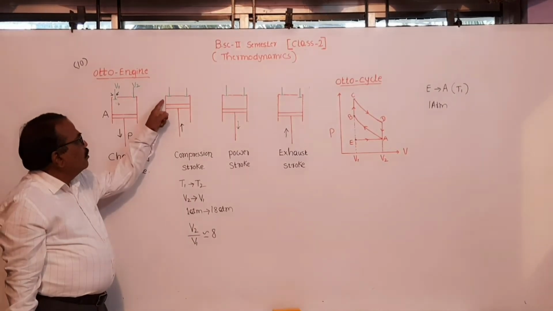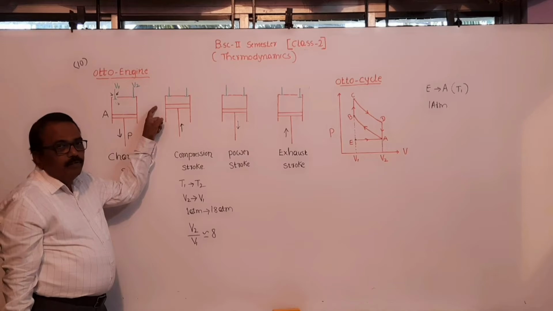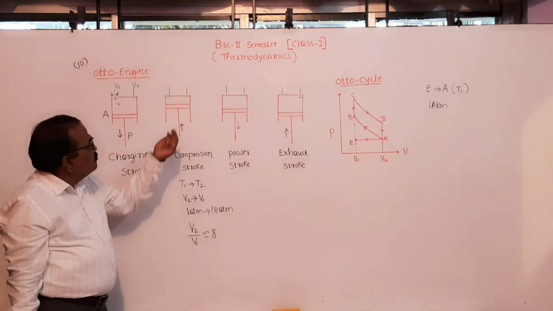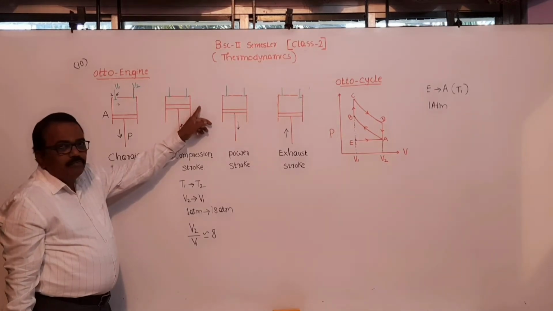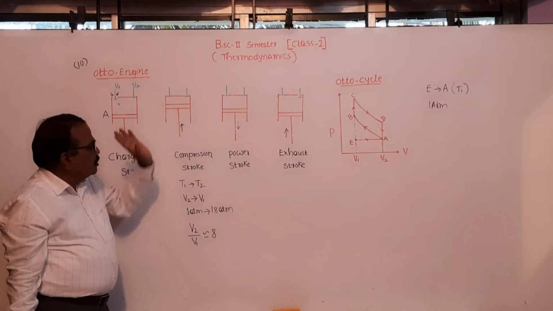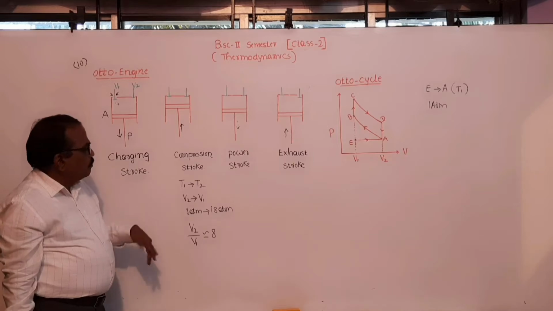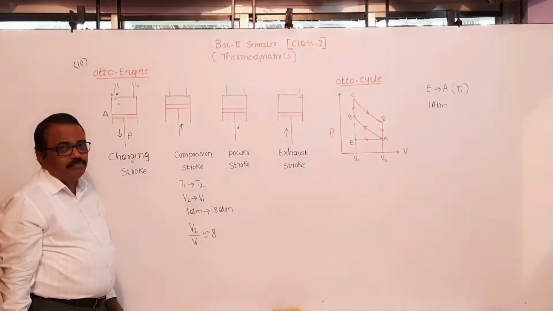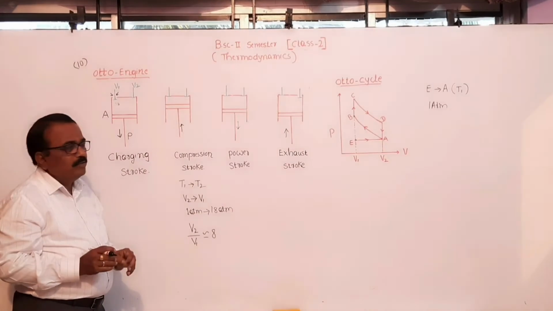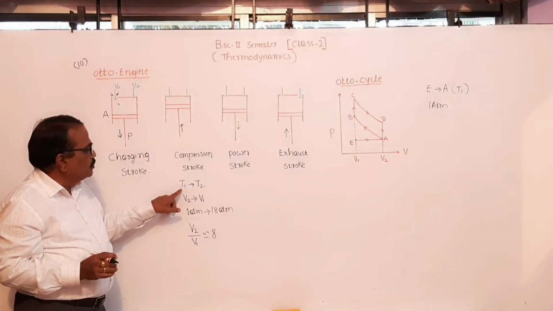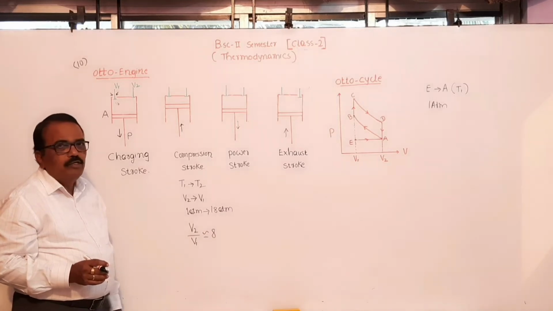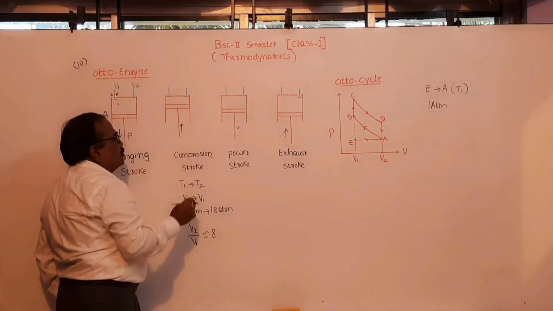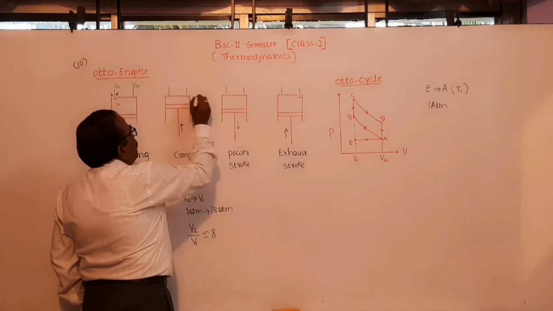And all these side walls are perfectly insulated, so no heat escapes. Then it is a frictionless piston. The process is adiabatic compression. Adiabatic compression means temperature changes from T1 to T2. So at the end of this compression stroke, a spark appears.